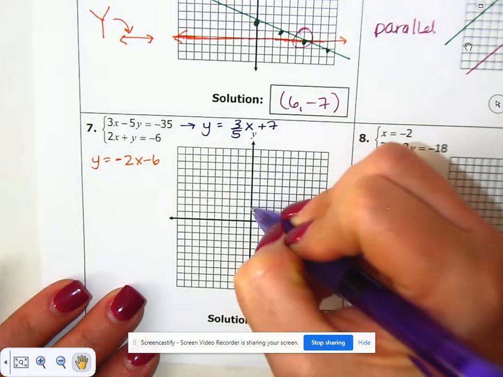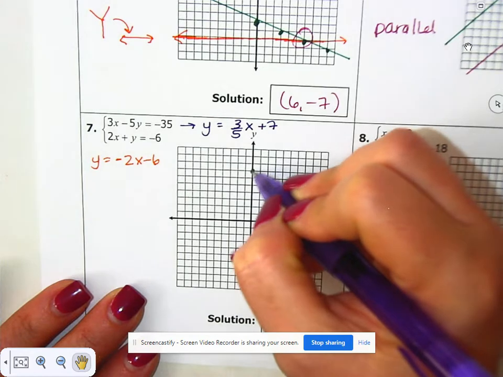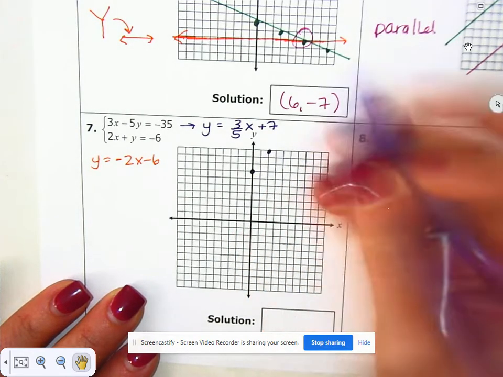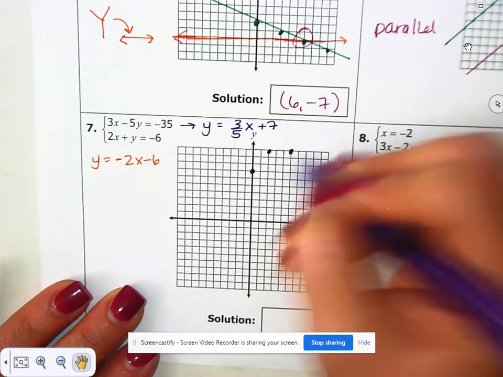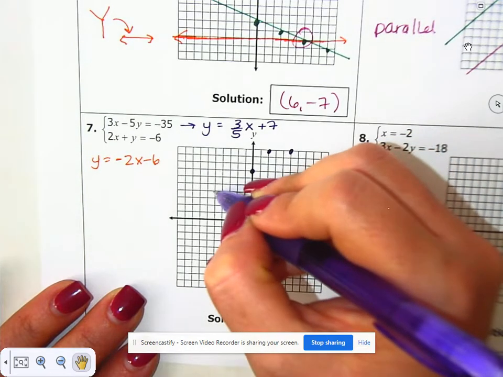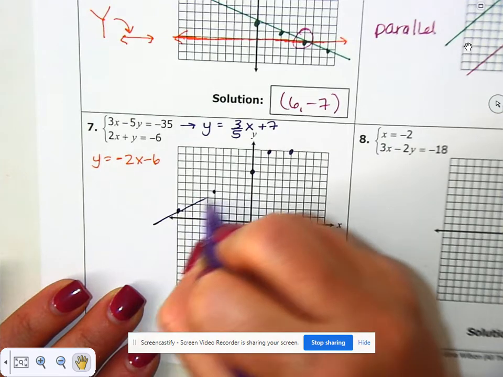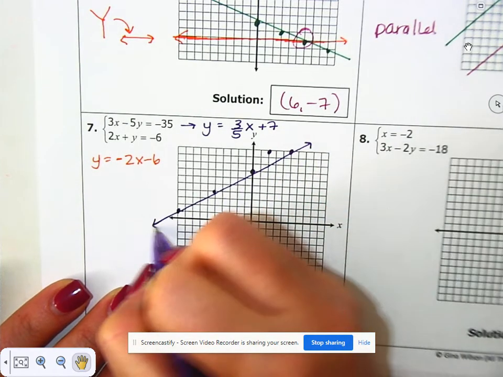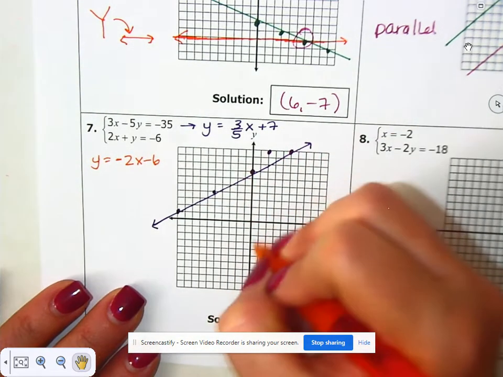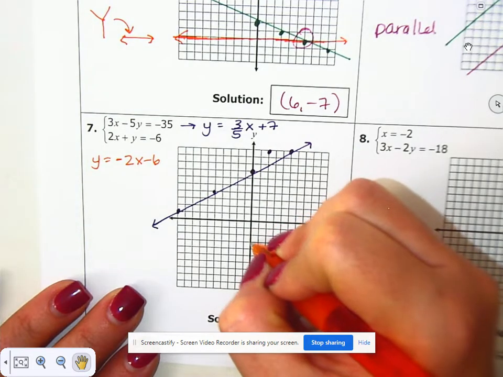So we're going to start at 7. Down 3 and over 5, sorry. Okay, so there's that one. All right, and then this one starts at -6.